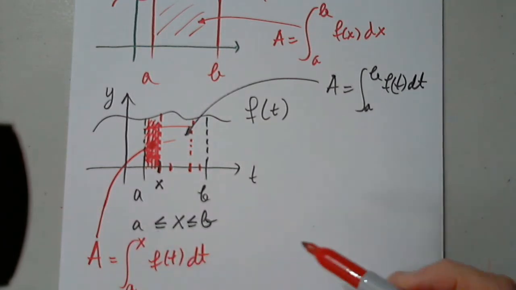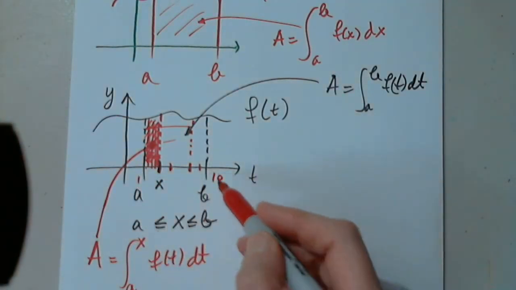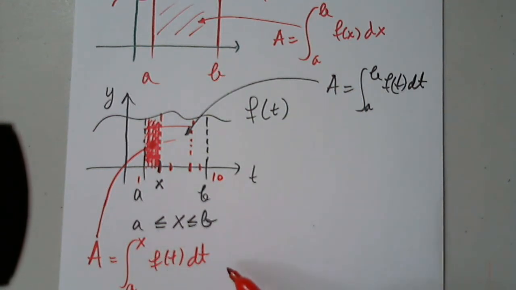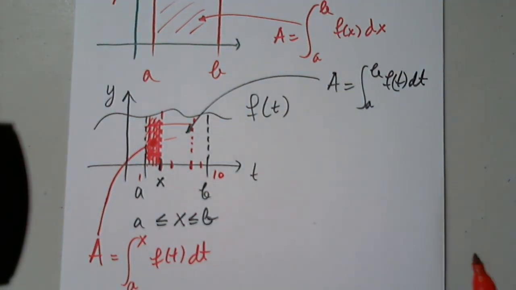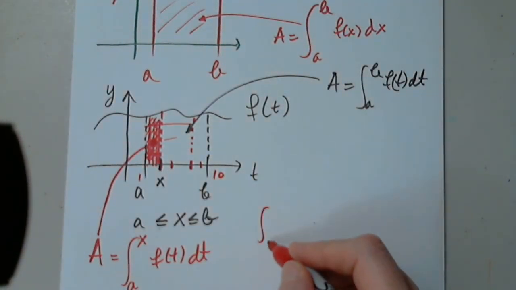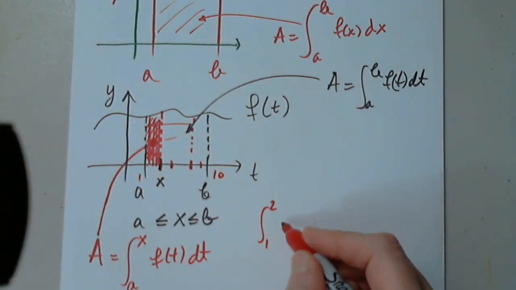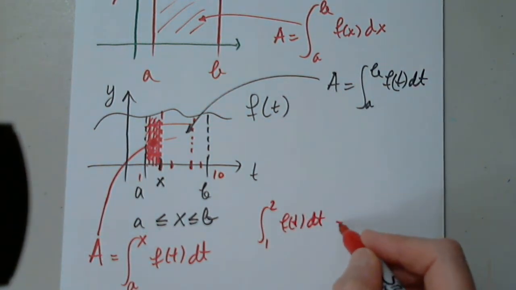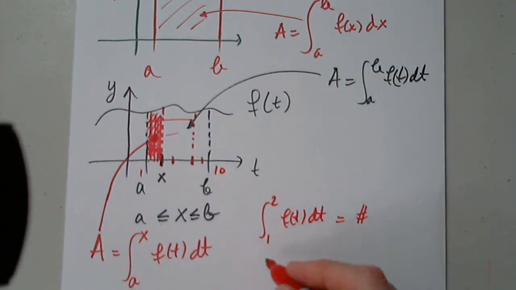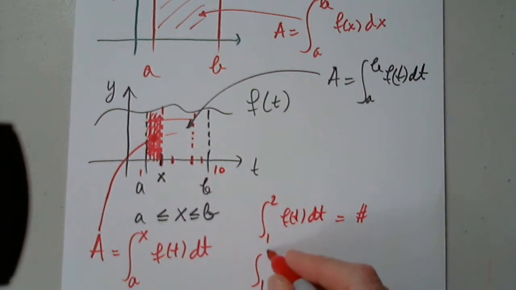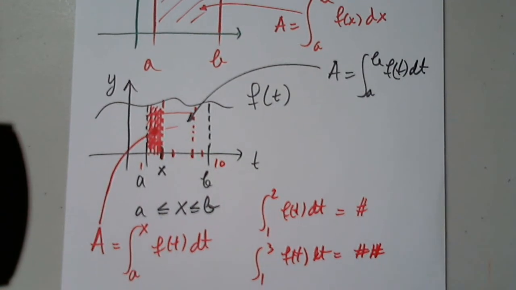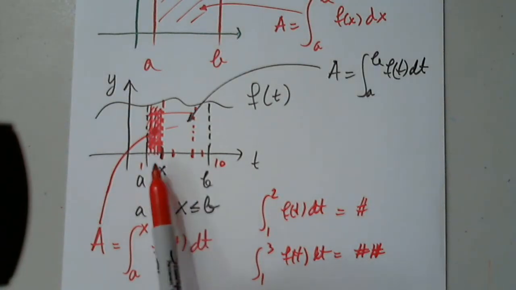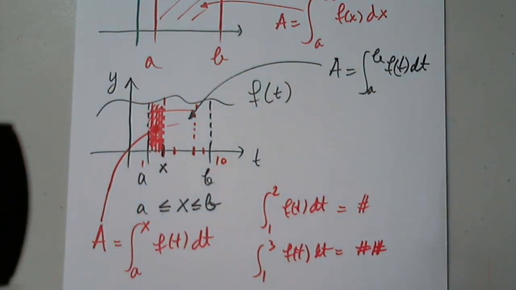So now, imagine this is 1 and 10. If x is 1, you will say the answer is 0. If x is 2, you will say it will be some number, right? So the integral from 1 to 2 of f of t dt will be a number. Then if x is now 3, the integral from 1 to 3 of f of t dt will be another number. If x is whatever, I can continue anywhere between a and b, between 1 and 10 in my silly example.